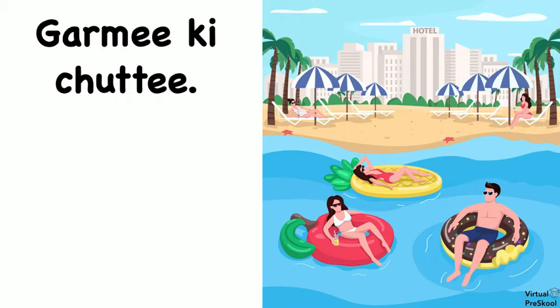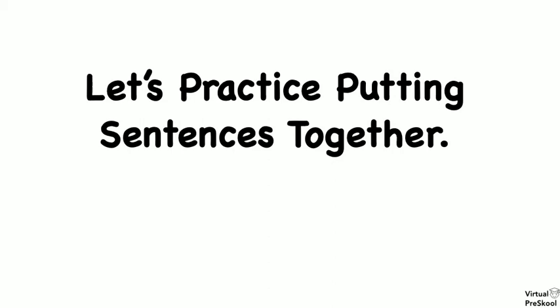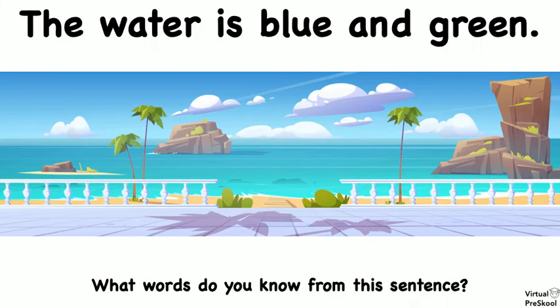vacation of hot. Garmi is actually hot. So when we use it in this context, we mean summer. Garmi ki chutti. Ki is how we say of. So vacation of hot is actually how it directly translates, but then we have to take the translation and turn it into meaning. And it becomes summer vacation. Garmi ki chutti.